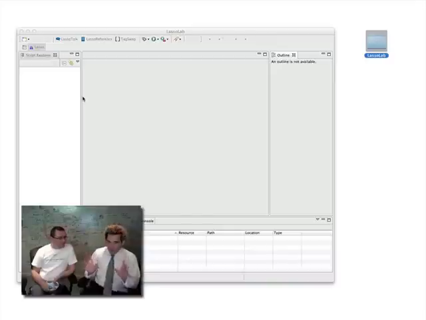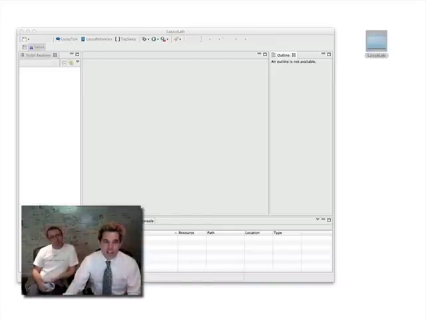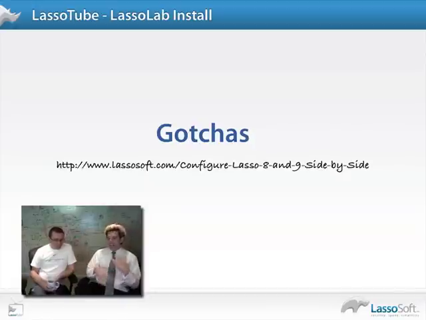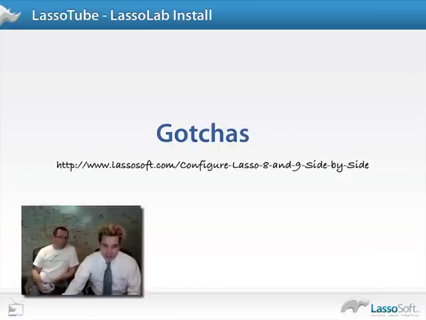Now, there are a few gotchas, so let's talk about those. One gotcha in particular is if you have Lasso 8 or a previous version of Lasso on your machine, you will need to get Lasso 9, specifically Lasso 9.2, running on your machine in order to run LassoLab and get all the benefits out of it. So what we want to do here is go to this link, LassoSoft.com/configure-Lasso-8 and 9 side by side.